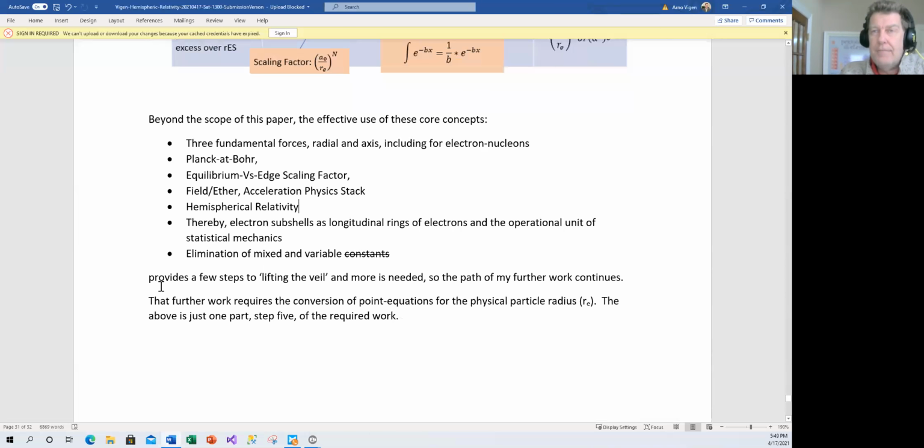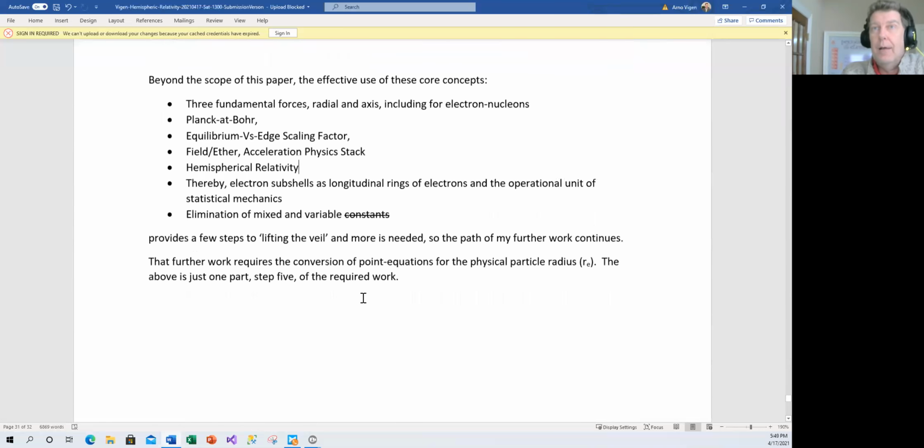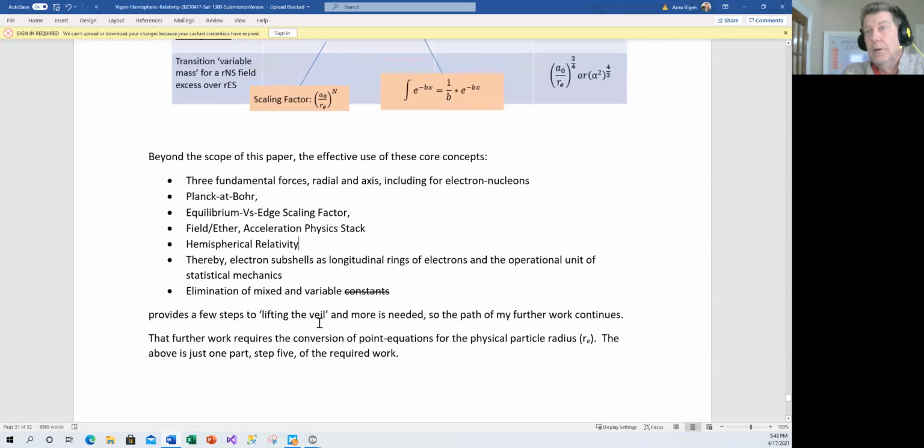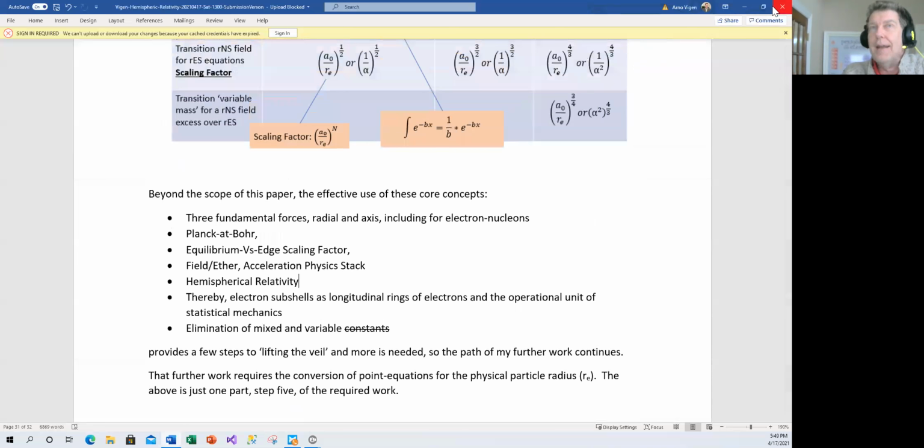And I effectively am starting to lift the veil of what is the physical model underlying the very complex thing that is modern physics. Obviously, I have a lot more to do, and we're only, say, 5 steps into things, but over the next years, that is my work.